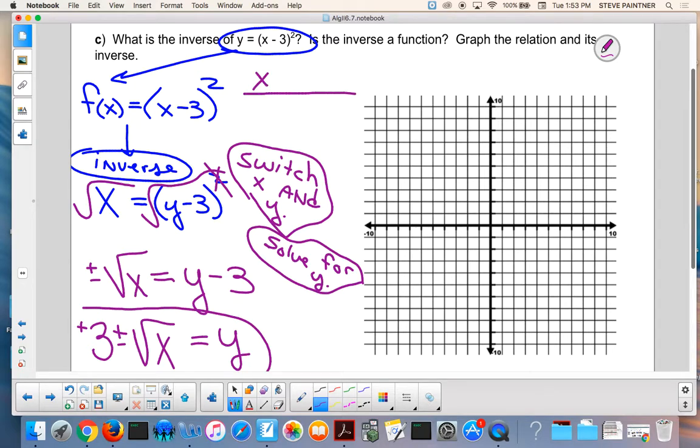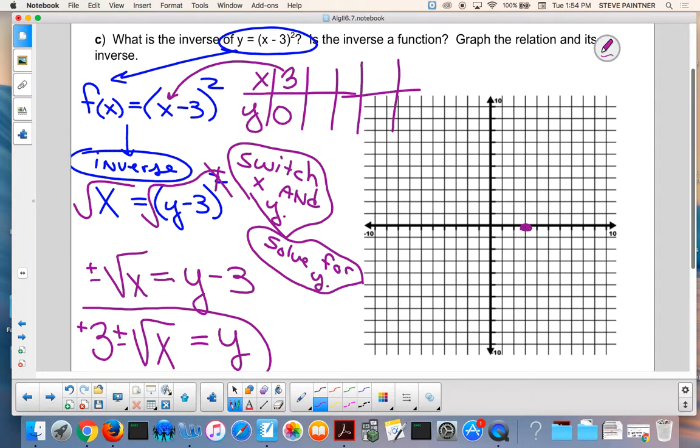So to me, that helps me, because now I kind of know the vertex. The parent is always 0, 0. If I go right 3, guess what the vertex is? 3, 0. Yeah, it has to be 3, 0. But let's just check it out. Put a 3 in. 3, take away 3 is 0. 0 squared is 0, 0. Okay, so we're hoping that's the vertex, right? Well, what would be another good number?